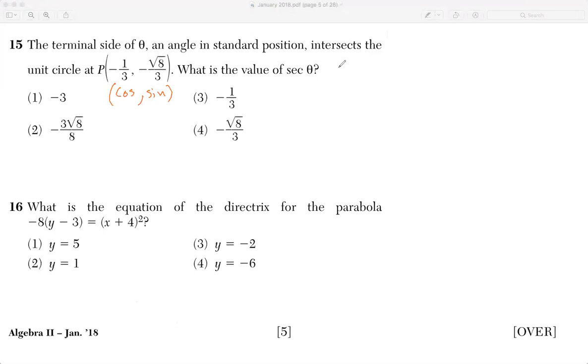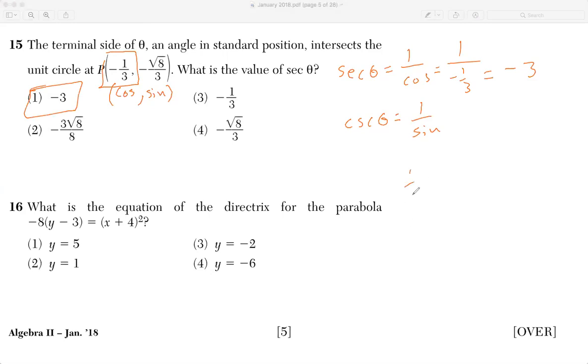So secant theta equals 1 over cosine. There's another thing called cosecant, and that's 1 over sine. Well, cosine is negative 1/3. This is 1 over negative 1/3, which is negative 3. Answer is 1. You could do that in a calculator, or you could keep change flip.